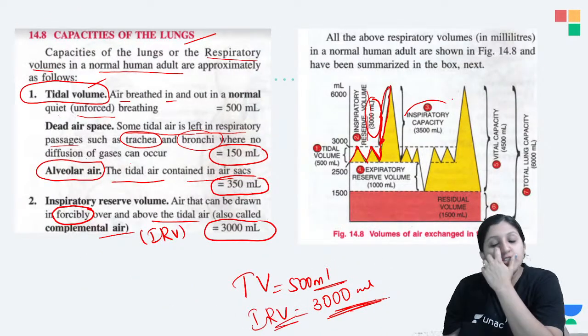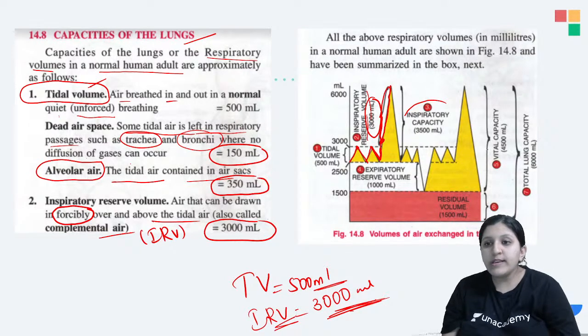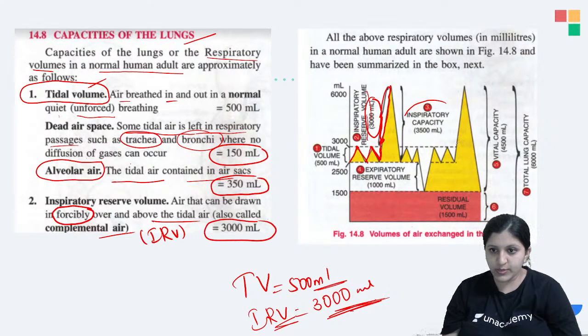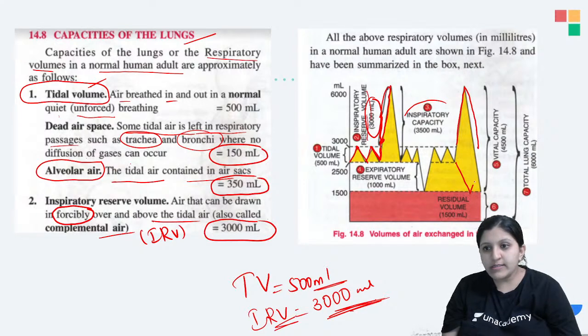Yeah, so in this picture, what is this representing? This one is representing the inspiratory reserve volume, this is giving us the expiratory reserve volume, and this is giving us the tidal volume. All of it is going to form the vital capacity.